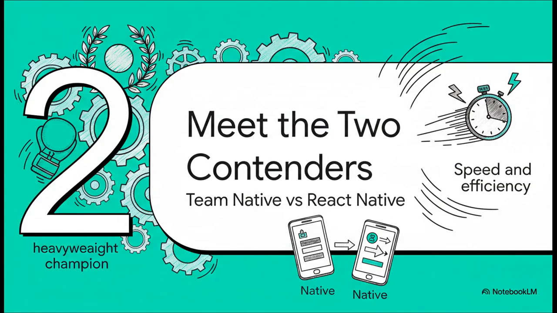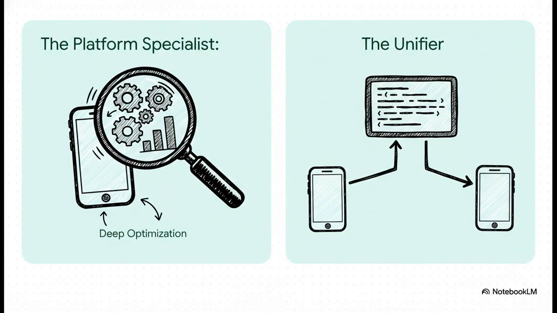All right, so with that in mind, let's get to know the fighters in the ring. In this corner, you've got the heavyweight champion of pure platform power, Team Native. And in the other corner, the challenger, known for its incredible speed and efficiency, Team React Native. So you've got Team Native. These are your specialists, right? The purists. They believe in building an app directly for its home operating system, squeezing every last drop of performance out of the hardware.